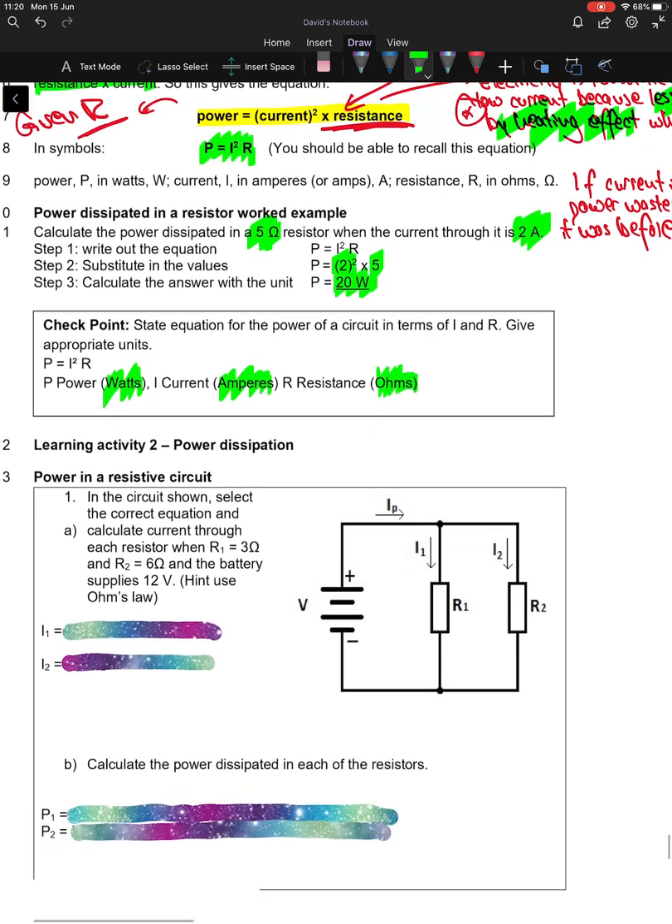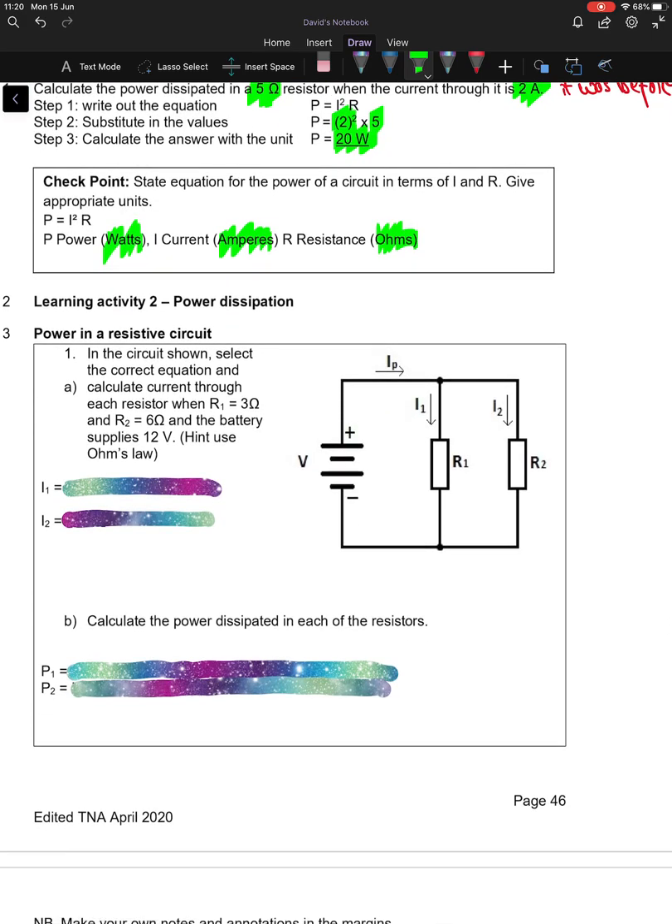Right, let's have a look at a couple of questions together and then you can have a go at some yourselves. So, power in a resistive circuit. In the circuit shown, select the correct equation and calculate the current through each resistor when R1 equals 3 ohms and R2 equals 6 ohms and the battery supplies 12 volts. Now, I1 and I2.